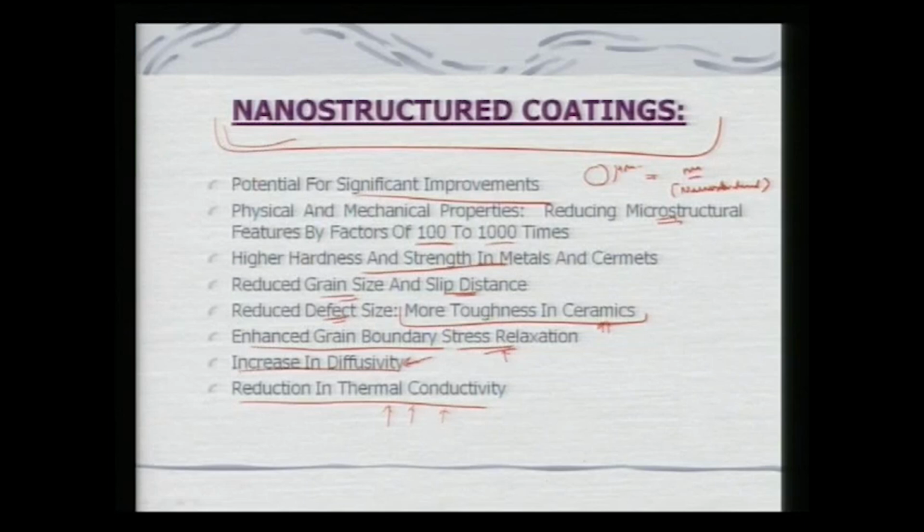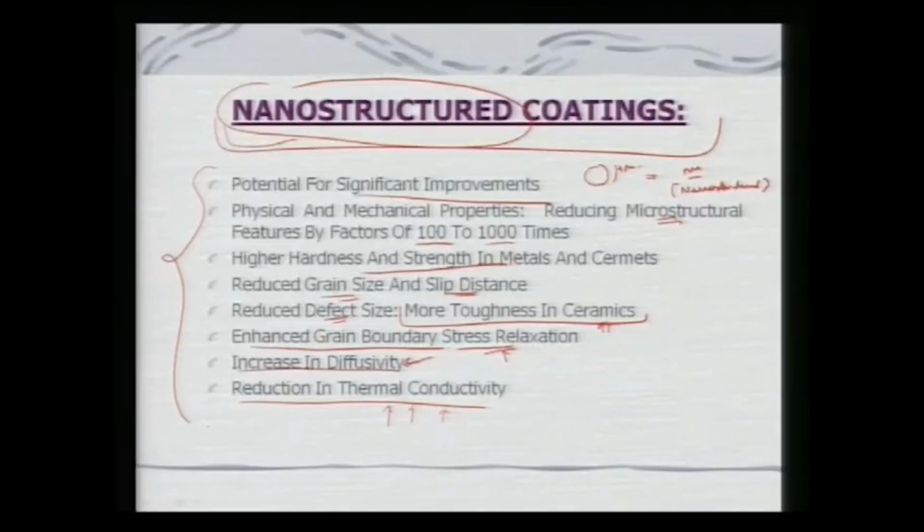And also, since the grains are very fine, we can achieve very uniform corrosion properties. Instead of observing pitting, such as is observed in steel, we can avoid this feature once we utilize a nanostructured coating. So, we can see nanostructured coatings have potential for significant improvements. They can provide much higher hardness and strength by reducing the grain size and slip distance. They can provide much enhanced toughness in ceramics, and they can also lead to stress relaxation. They can increase the diffusivity, and also reduce the thermal conductivity. Those are the advantages of nanostructured coatings, and mainly because of their enhanced toughness in ceramics, these are being targeted.